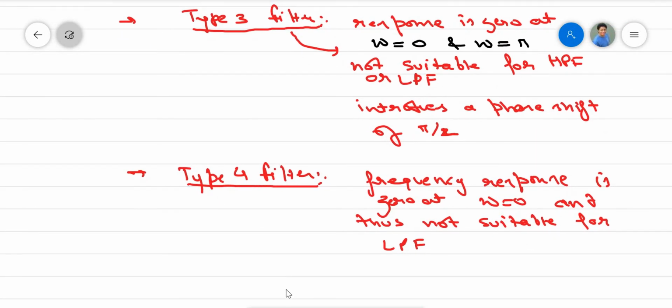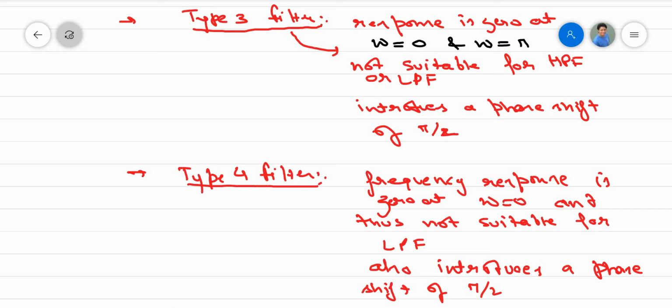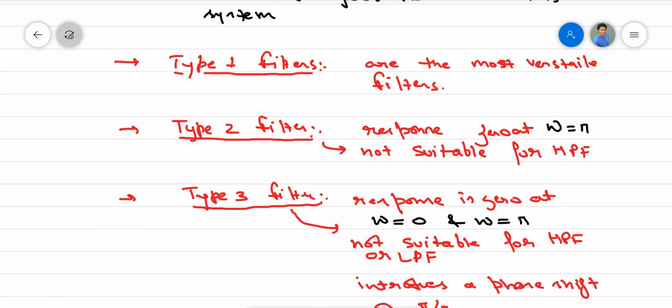Similar to the case of type 3 filter, type 4 filter also introduces a phase shift of pi by 2. Okay. These two filters are from symmetric and these are for anti-symmetric.